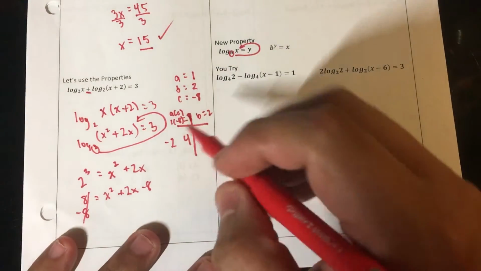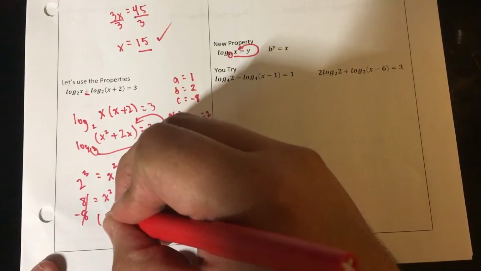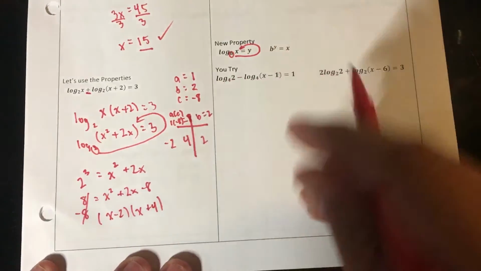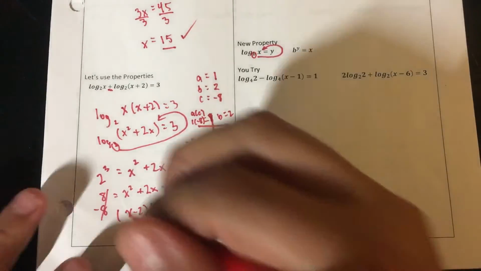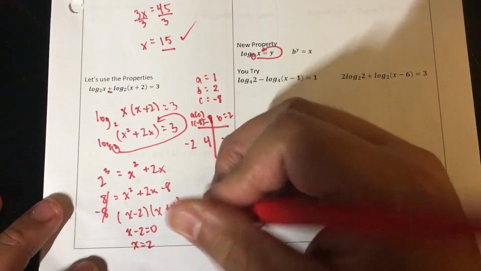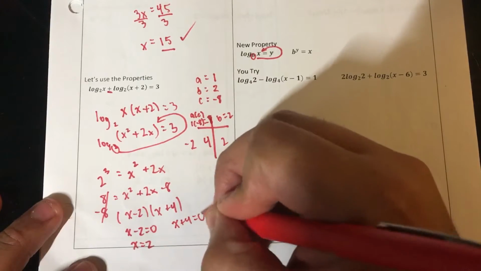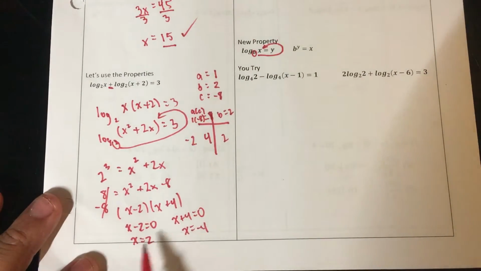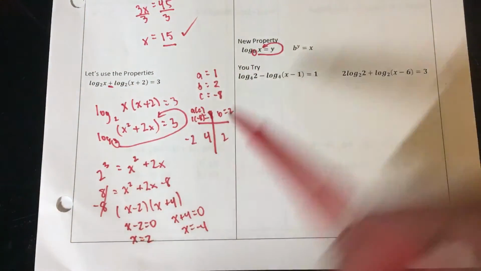So the factors here are x minus 2 and x plus 4. I still haven't finished solving. Again, remember, I still need to solve. So x minus 2 is equal to 0, so x is equal to positive 2. x plus 4 is equal to 0, so x equals negative 4. So I end up with two solutions, and I'm going to go ahead and start plugging them back in.